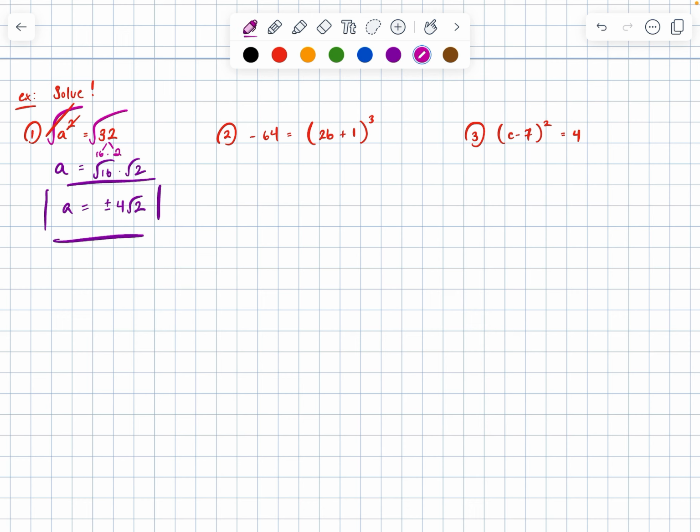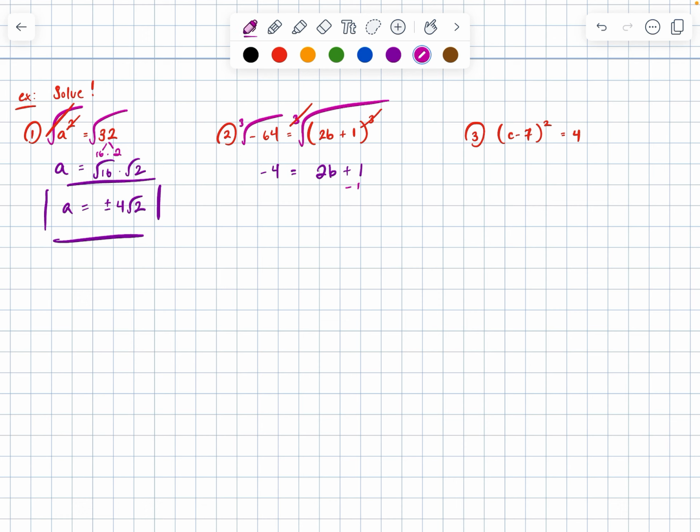For number 2, I need to take the cube root of both sides to get rid of that cube. So the cube root and the cube on the right cancel out. That leaves me with the 2b plus 1 inside of my cube. The cube root of negative 64, well, the number that multiplies by itself 3 times to get negative 64 would be negative 4 times negative 4 times negative 4.